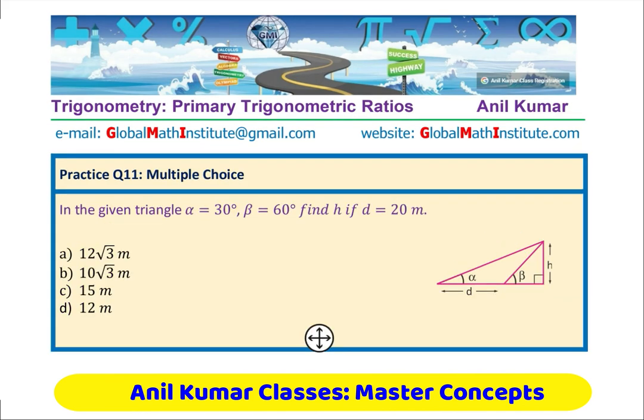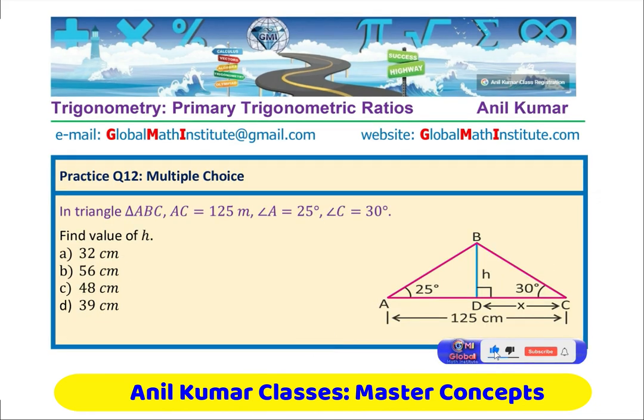Question 11. In the given triangle, alpha is 30, beta is 60 degrees, right? These two angles are given to you. Find height if distance is 20. D is also given between these two observation points, and you need to find the height. This is a method of finding height of objects, distant objects.